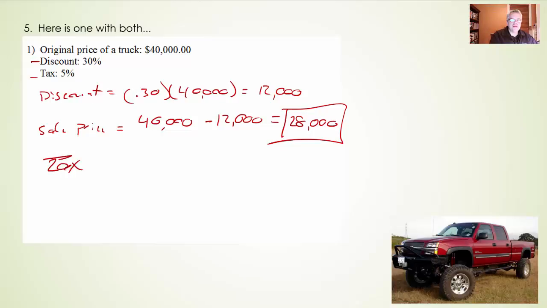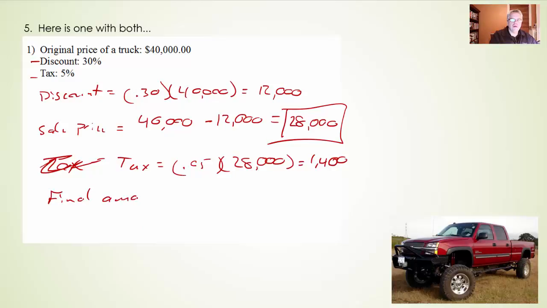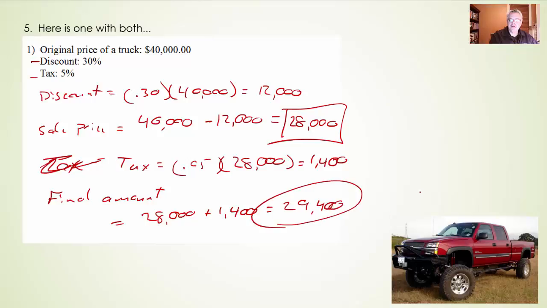So for the tax, tax would be 0.05 times 28,000. So they're going to add 1,400. That's what that is. And finally, the final price, or final amount you're going to have to pay, is the 28,000, which was the sale price, plus the tax. And that comes to $29,400. You look good in that truck, man.